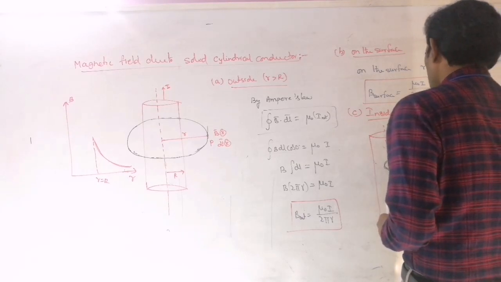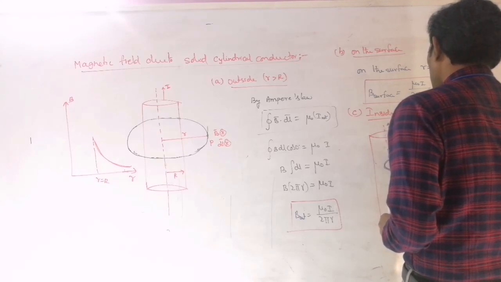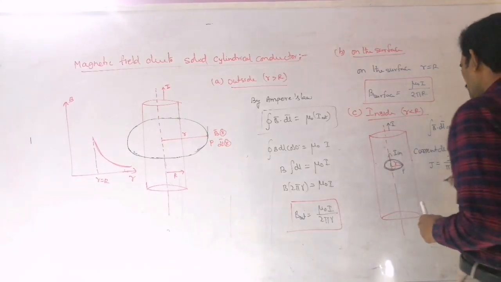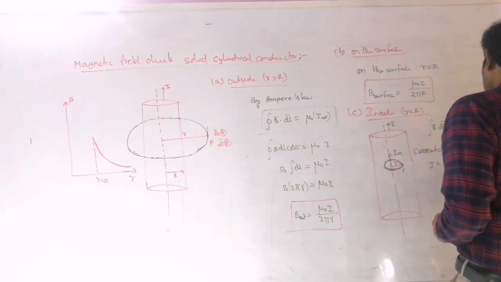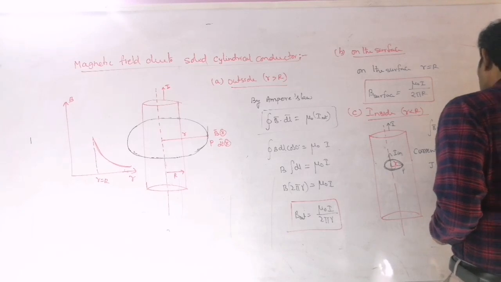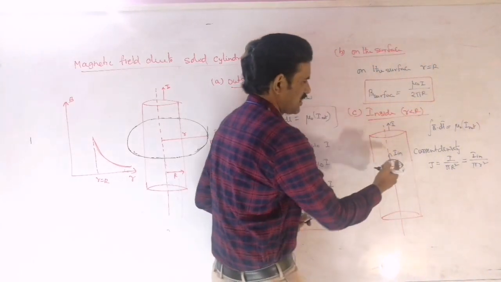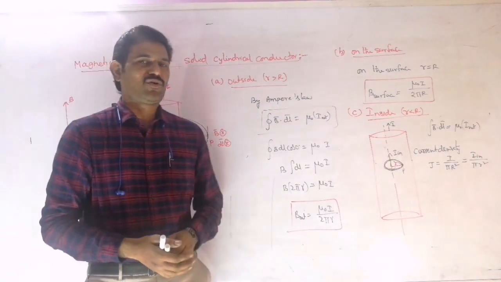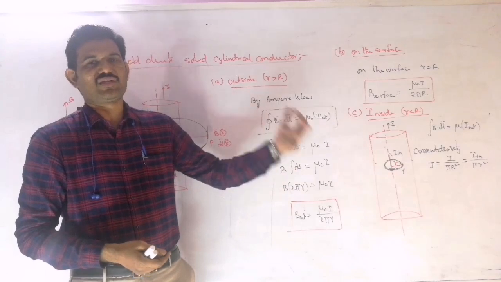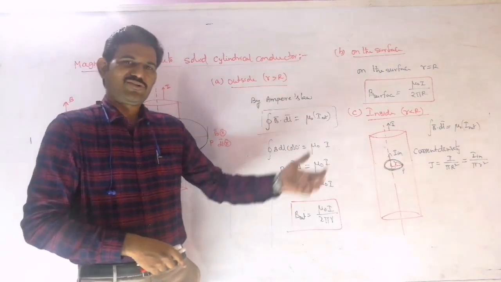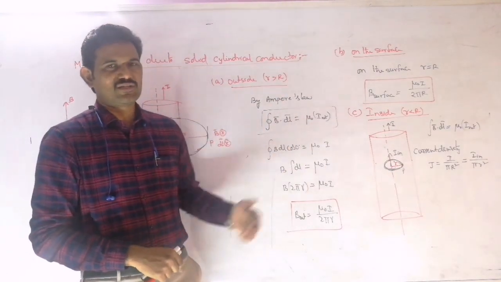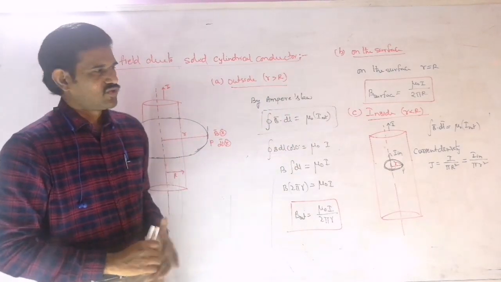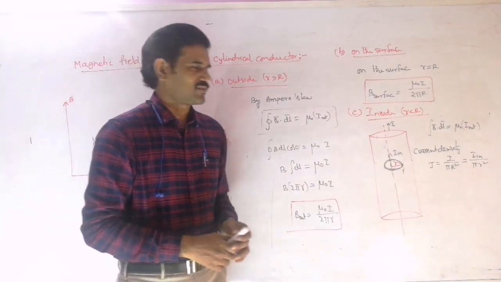Suppose the current enclosed by this Amperian loop is some I in. So I can write this as I in by pi into small r square, where small r is the radius we are taking. We are assuming that current density is the same. It need not be the same in all cases. There are certain situations where the current density is variable, and then you need to calculate in another way, which we will discuss in numericals. In the standard case, we assume the current density is the same.